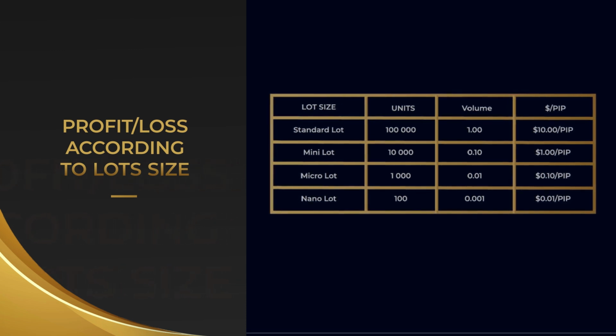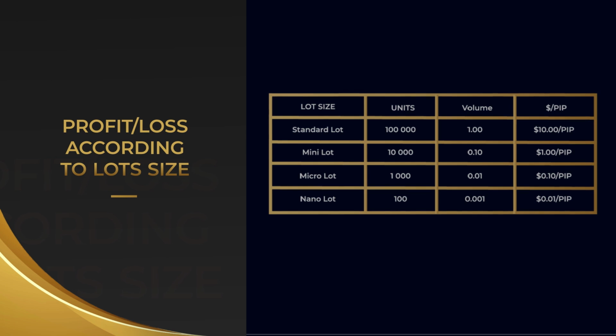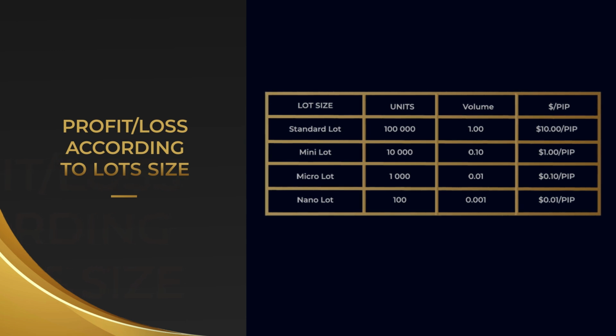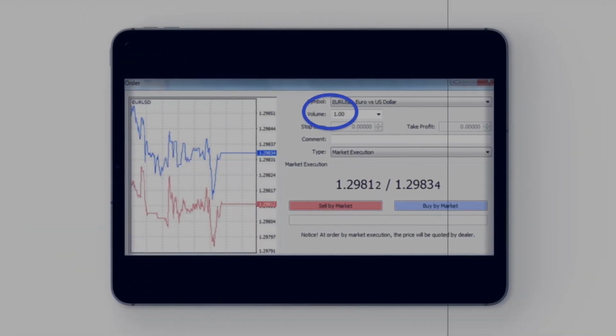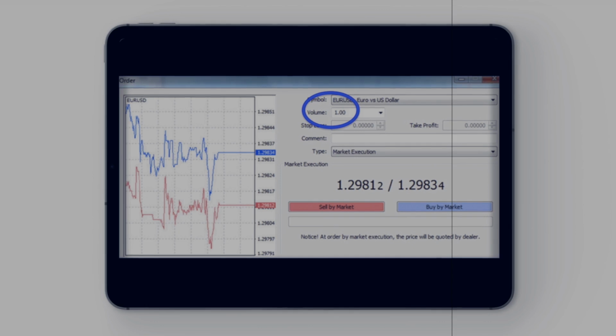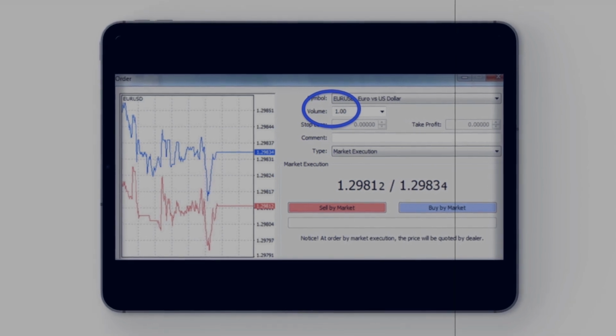The volume column is what you will select on MetaTrader 4 to enter your lot size. In fact, you will not be asked to enter 100 or 10,000 units. You will be asked to enter the corresponding volume. For those of you who want to trade on a computer, this is what it looks like. Here you see in the circle the volume which is 1, which corresponds to a standard lot.